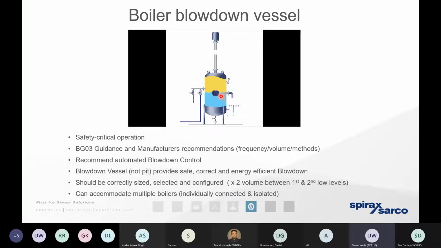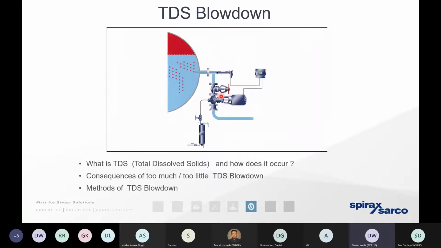And then we also perform blowdown at another area, and we refer to this as the TDS blowdown, total dissolved solids. So whereas some of the chemicals and minerals will solidify and fall to the bottom of the boiler as a heavier sediment, some of the chemicals and minerals will be held in suspension. We refer to that as the total dissolved solids.